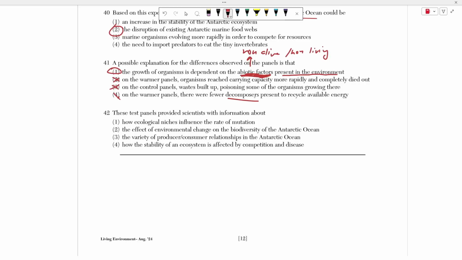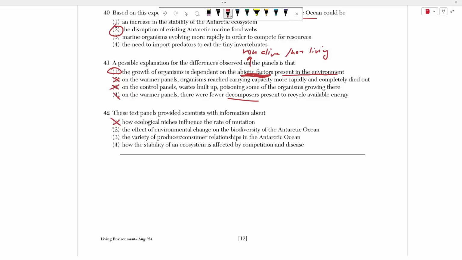42 says that these test panels provided scientists with information about, choice 1, how ecological niches influence the rate of mutation. Did we ever talk about mutation in this problem? No, we didn't. We didn't talk about mutation here, so that shouldn't be a part of our answer. 2, the effect of environmental change on the biodiversity of the Antarctic Ocean.